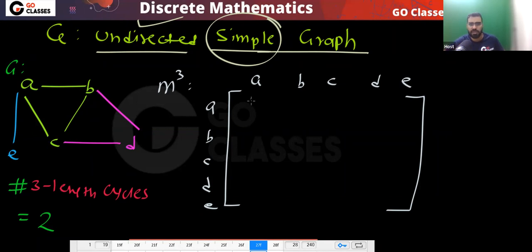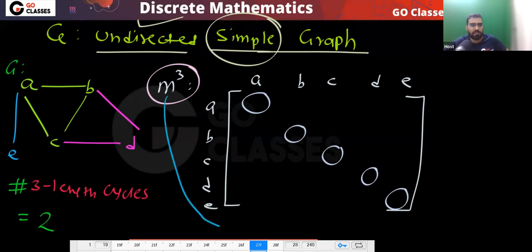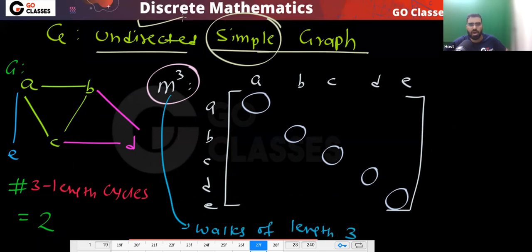Now just tell me these values. I only want these values, like from A to A, M cube. How many walks of length 3 from A to A? M cube will give you walks of length 3. So tell me how many walks of length 3 you will get from A to A. From A to A, one walk, you can get this length of 3 and this you can get.